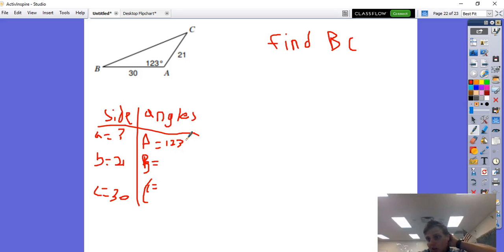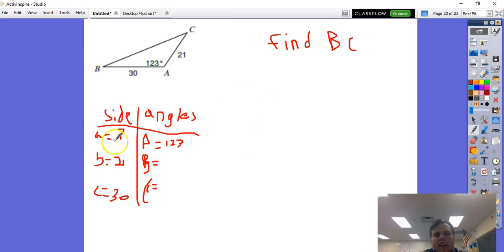But to use law of cosines, you must have a minimum of two sides. I have two sides. Since I'm solving for a third side, I need to have the angle opposite it, which I do have. So this is a law of cosines situation, okay?